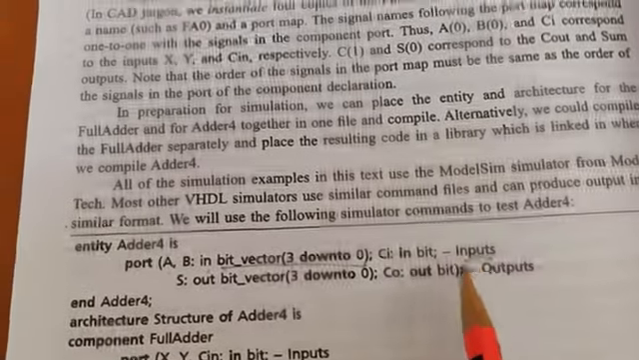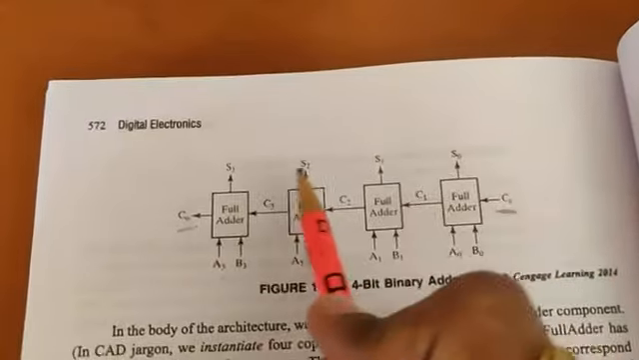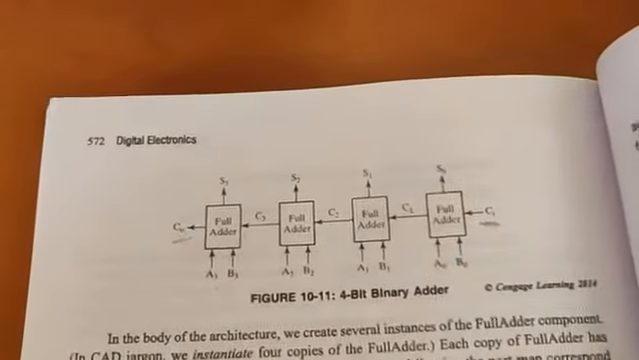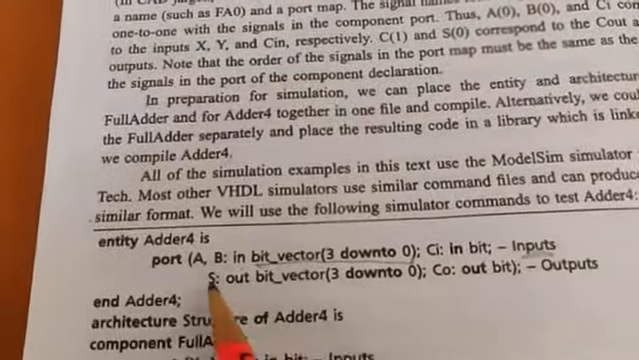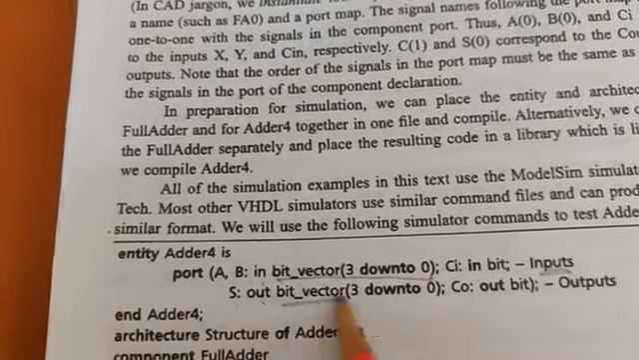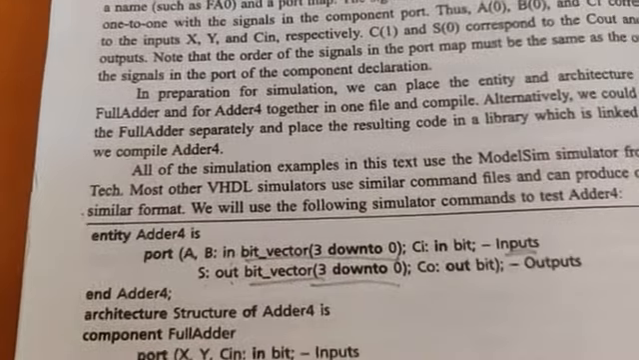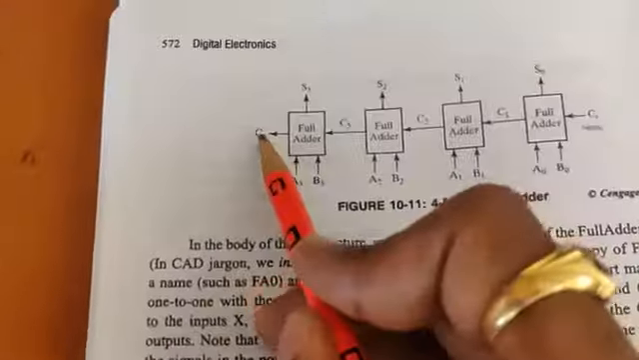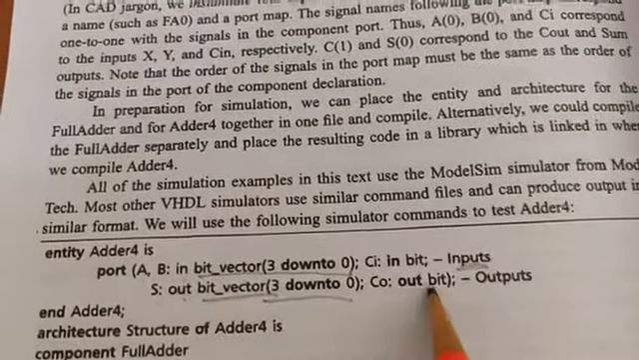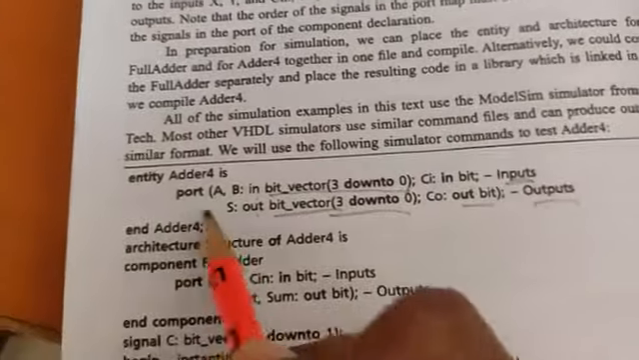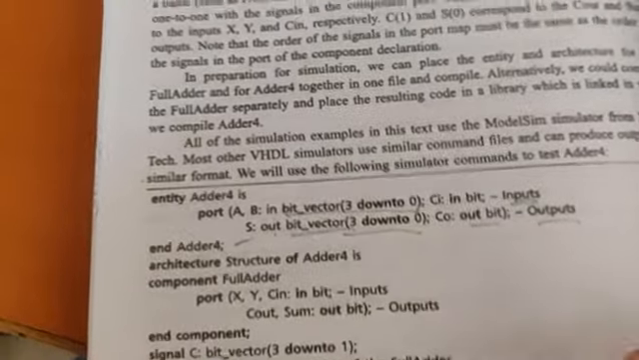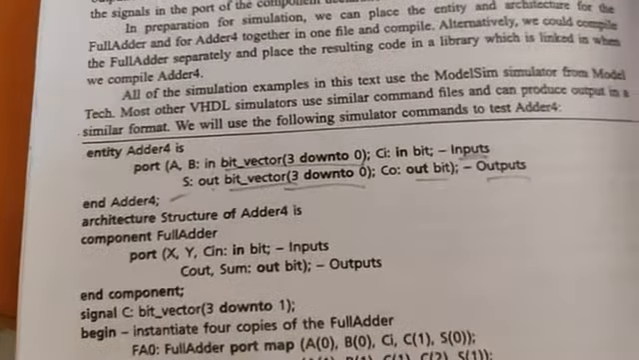These are the inputs. So what are the outputs? S0, S1, S2, S3. Rather than writing S0, S1, S2, S3, they have written S: out bit_vector 3 down to 0. Similarly, how many outputs? C out is one output, of type bit. End adder. This is the entity. Done. Now we are going to start the architecture.